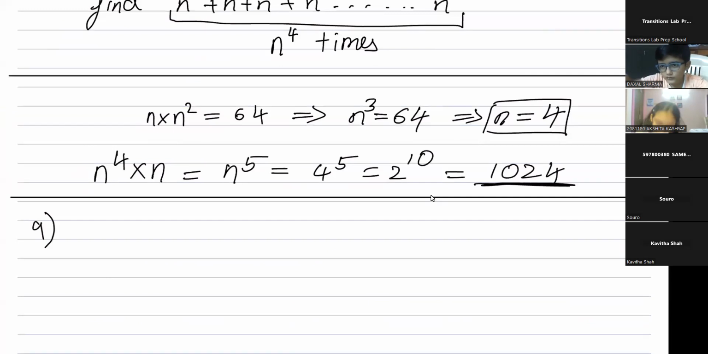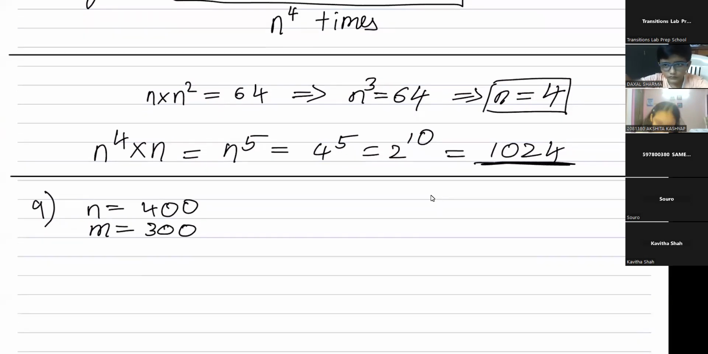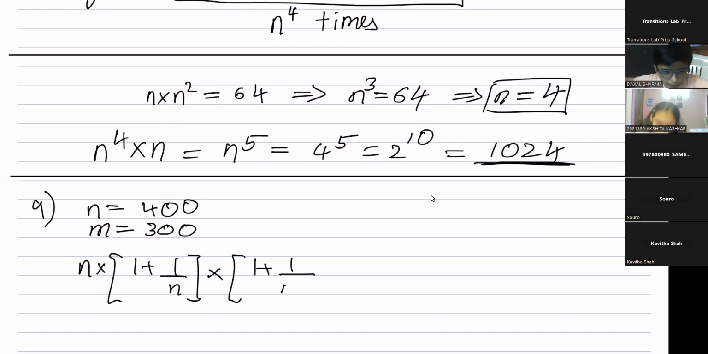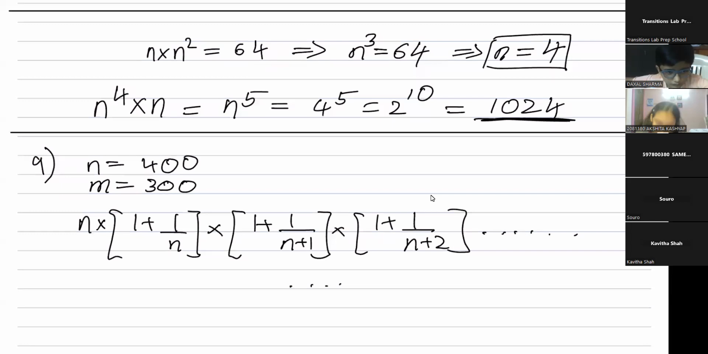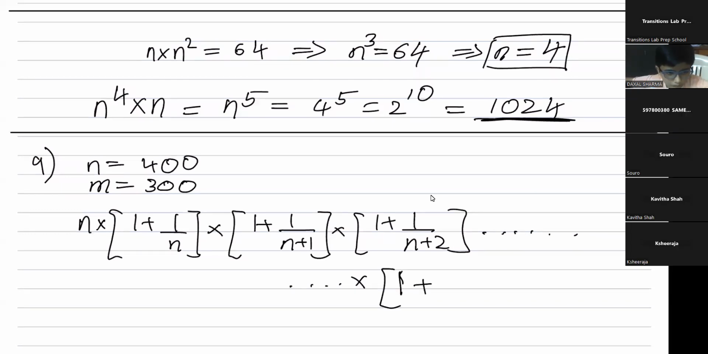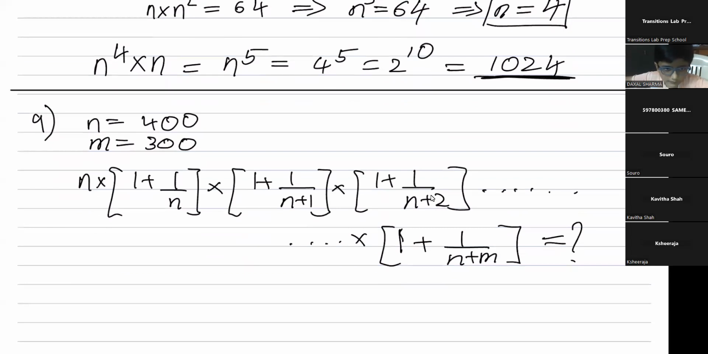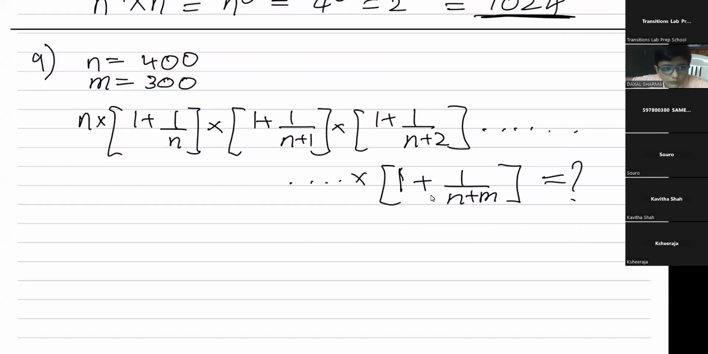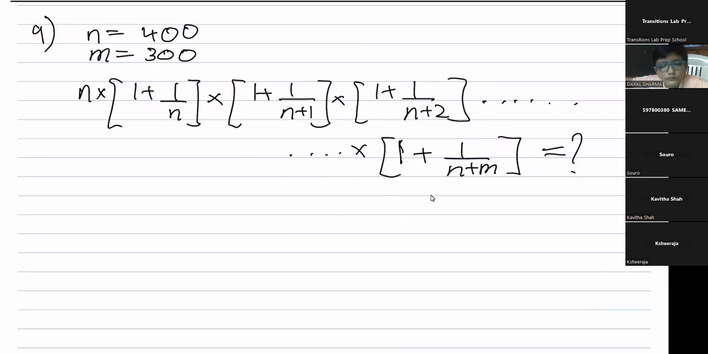Okay, do this question. n equal to 400, m equal to 300. n times 1 plus 1 by n, multiplied by 1 plus 1 by n plus 1, multiplied by 1 plus 1 by n plus 2, and so on until you reach 1 plus 1 by n plus m. What is this? This is a finite product that you have to do. n and m are given as 400 and 300.